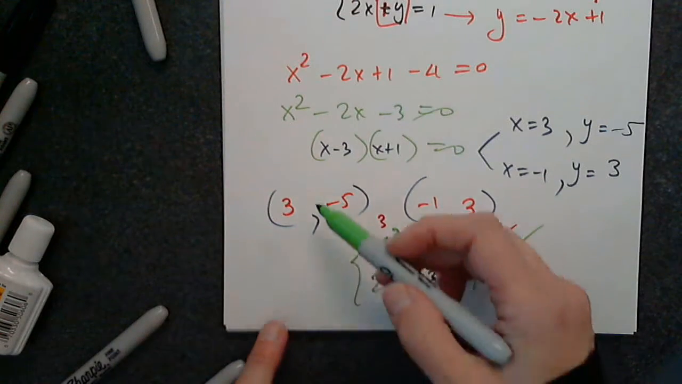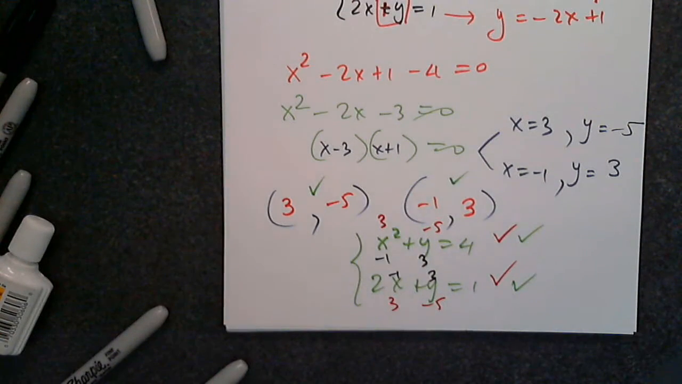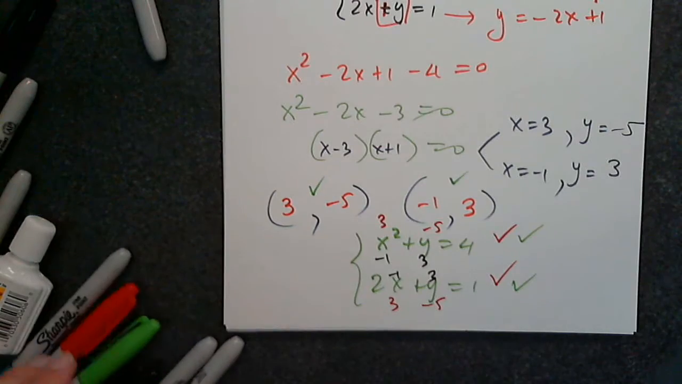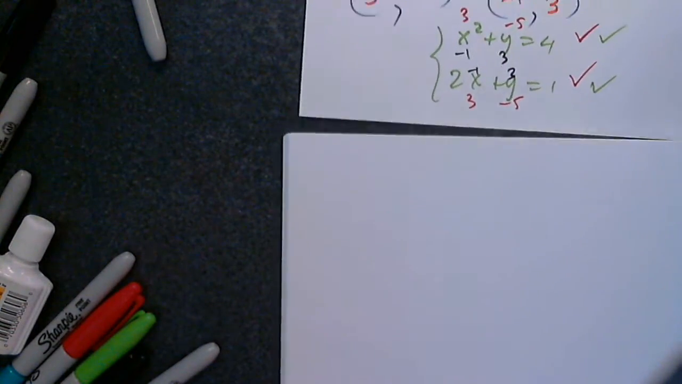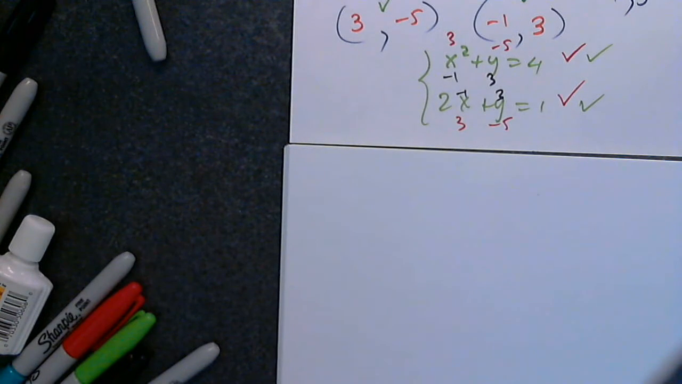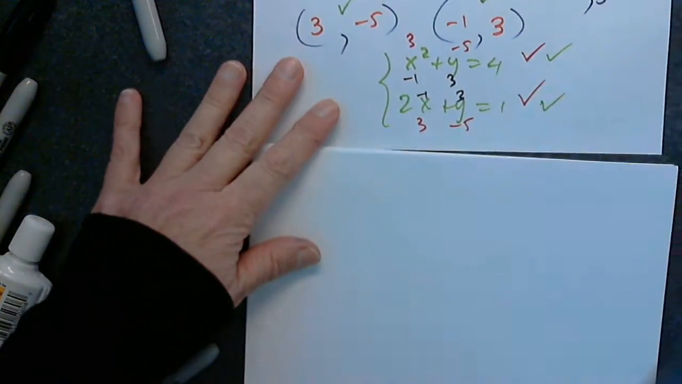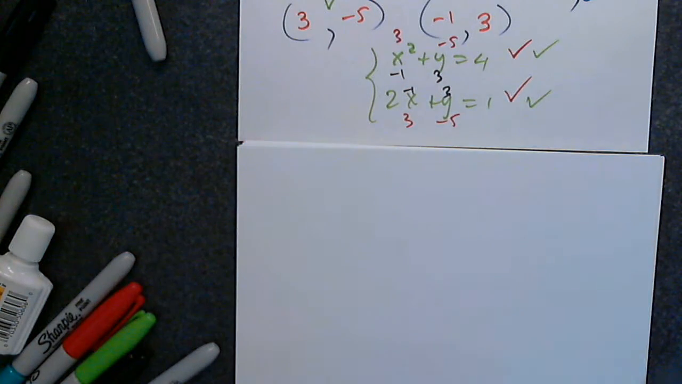So, of course, both solutions work as expected. And this is the solution. In this case, there are two ordered pairs that form the solution: 3 comma negative 5 and negative 1 comma 3.